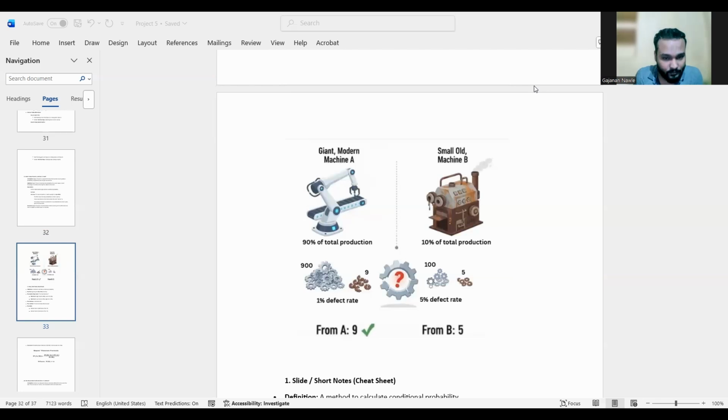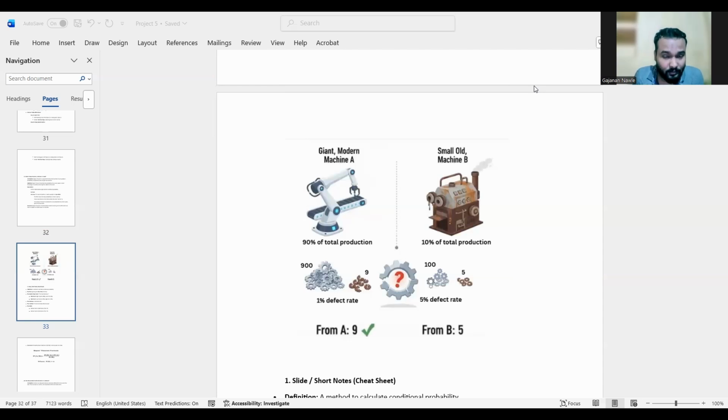And machine B is producing 100 parts. And with a 5% defect rate, it is producing 5 broken parts. So now there are 9 broken parts from the good machine, which is machine A, and there are 5 broken parts from machine B, which is the bad machine. So if you are holding a broken part in your hand, it is actually almost twice as likely to have come from machine A. And why? Because machine A is so massive that even its tiny 1% error produces more total garbage than a small machine.